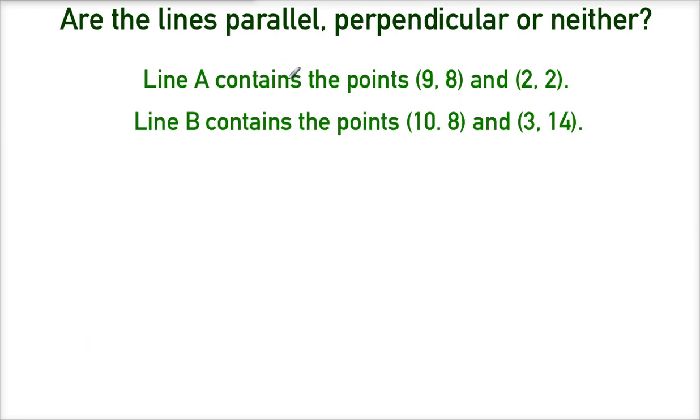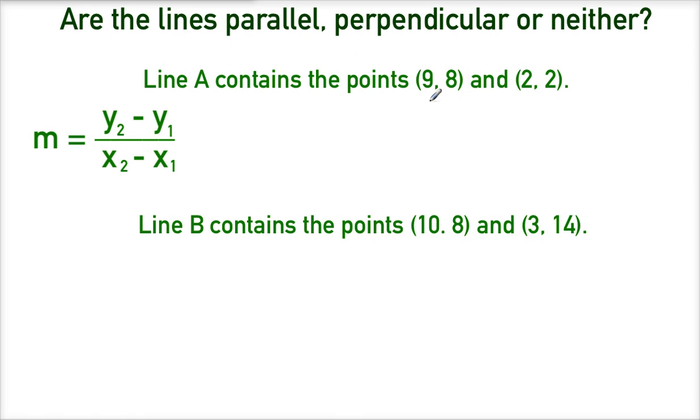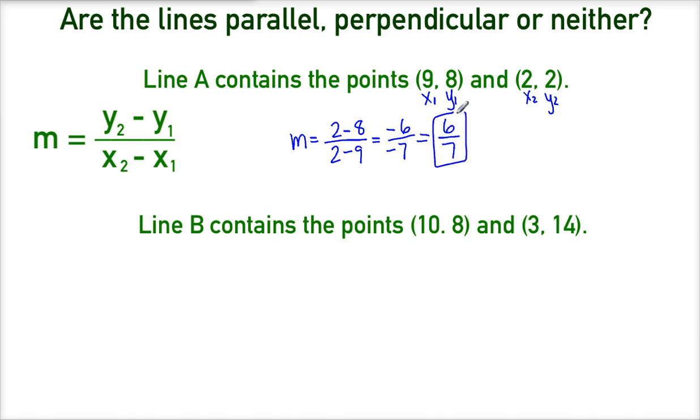Okay, let's do another one. Are lines A and B parallel, perpendicular, or neither? So once again, we have to find the slope for both of these lines. We'll start with the top one. So name this one x1, y1, x2, y2, and plug them into the slope formula. y2 minus y1 is 2 minus 8. x2 minus x1 is 2 minus 9. Okay, 2 minus 8 is -6, and 2 minus 9 is -7. Now a negative divided by a negative is just a positive, so this will simplify to 6/7. Okay, so that's the slope of line A.